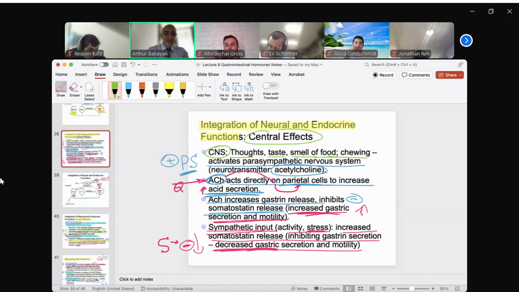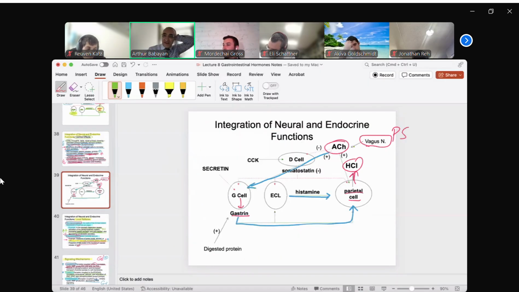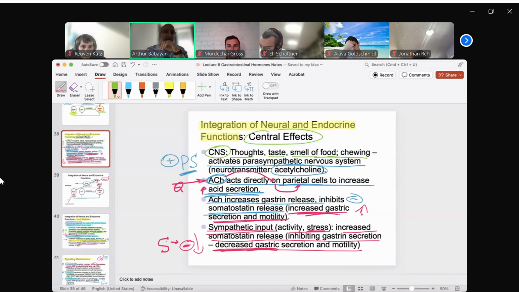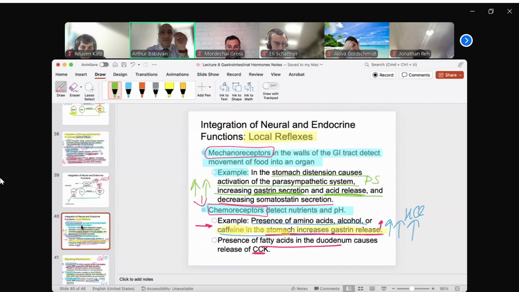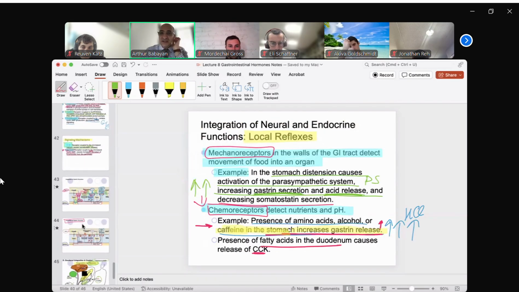Sympathetic nervous system, you see activation plus PS. That will be inhibition, the opposite. That will decrease the gastric secretion. Here it was acetylcholine, stimulated by parasympathetic, and which one is the sympathetic nervous system? That will be inhibition. What are the local reflexes?